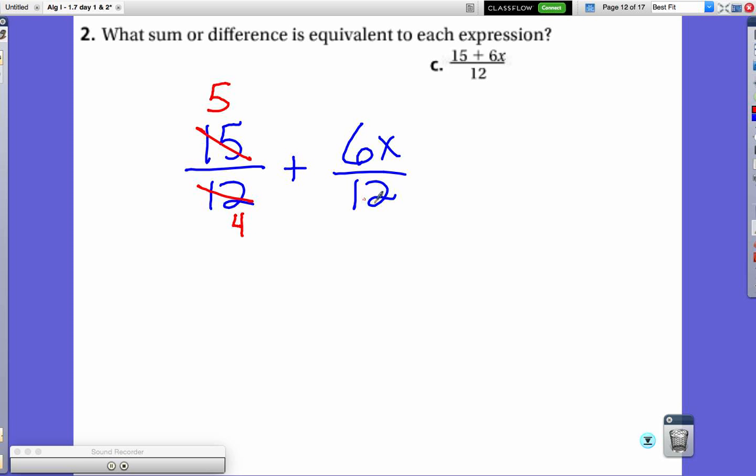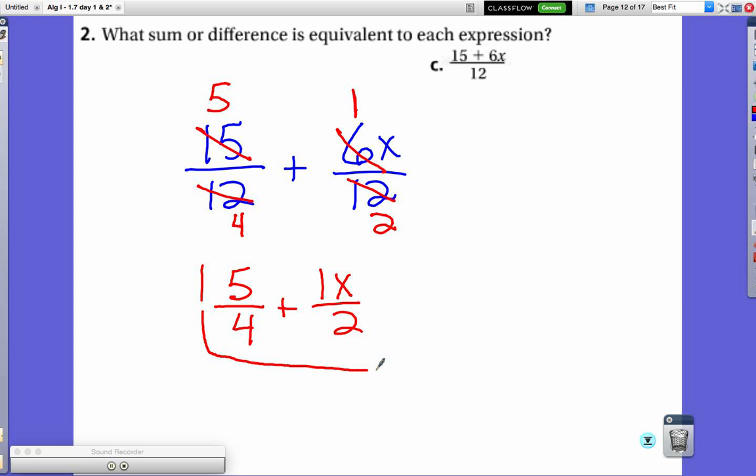Now over here we have a completely different fraction to simplify. We know 6 goes into both of these. 6 goes into 6 one time. 6 goes into 12 twice. So we have a new fraction, 5 over 4 plus 1x over 2. And again, you don't need this 1 there if you don't want to put it.